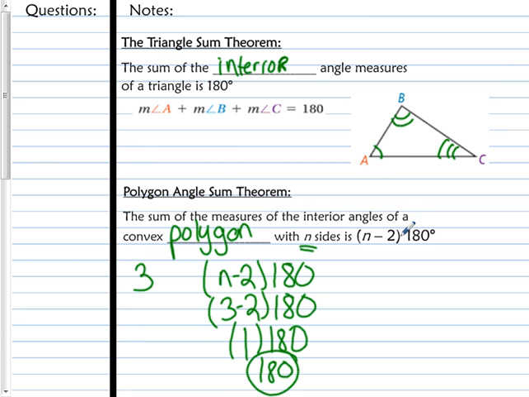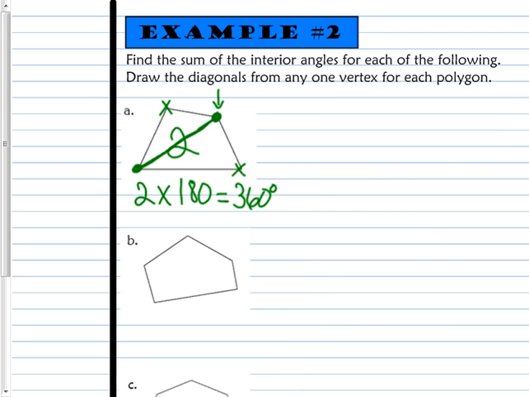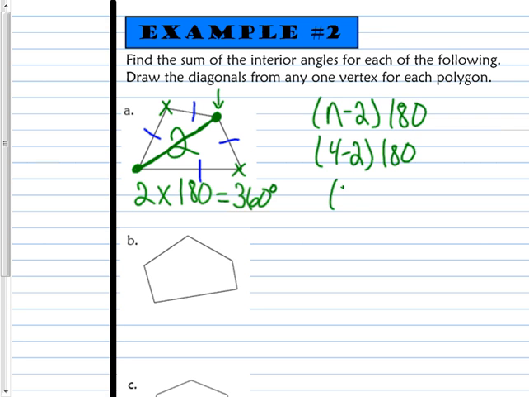Remember, the formula is n minus 2 times 180. What does n stand for? The number of sides. How many sides does this polygon have? 1, 2, 3, 4. So 4 minus 2 times 180. What is 4 minus 2? It's 2 times 180. What's 2 times 180? 360. So yes, 360 degrees, we got it both ways.